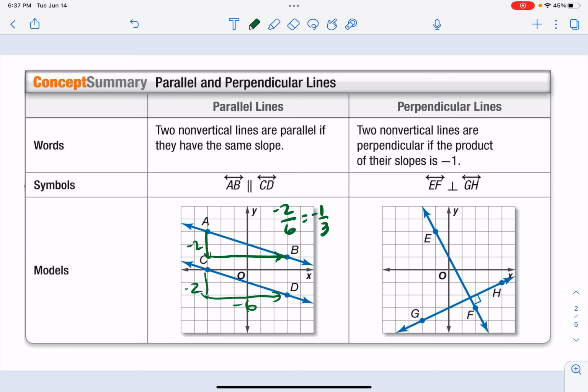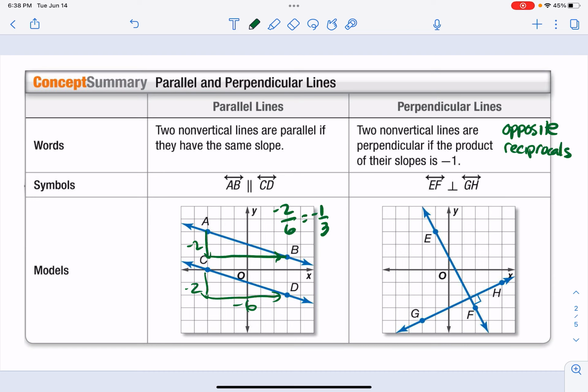Okay. Now let's look at this other piece. Two non-vertical lines are perpendicular if the product of their slopes is -1. I can say this a different way: they are opposite reciprocals, meaning one's positive, one's negative, and then they're flipped. And we'll look at this.